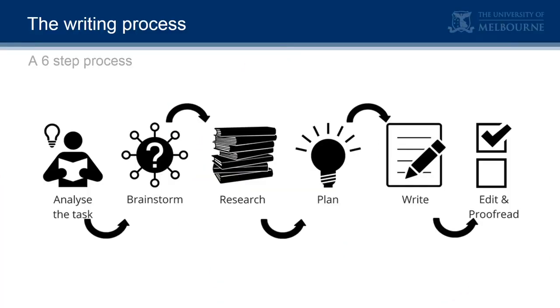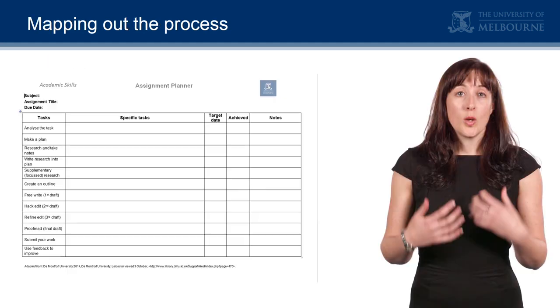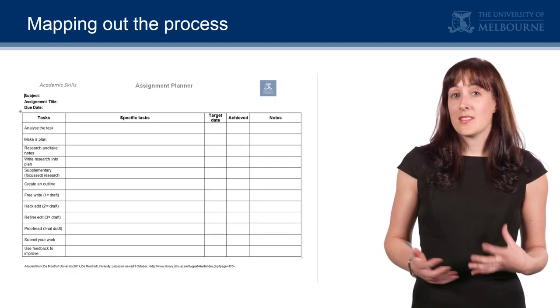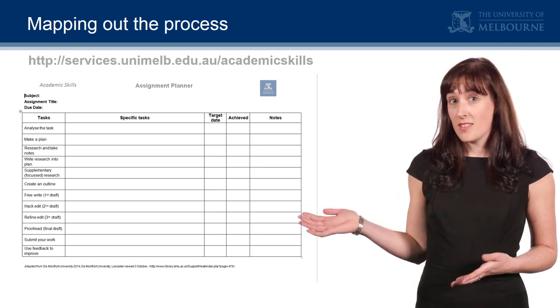Taking a process approach gives you a set of steps to follow every time you write, helping you to break tasks down into manageable chunks and allocate your time accordingly. You might notice that there's a lot of work to do before you begin writing. In fact, around 70% of the total time it takes to complete the paper might be spent before you write. We recommend using an assignment planner to map out the process and measure your progress. You can download this one from our website.